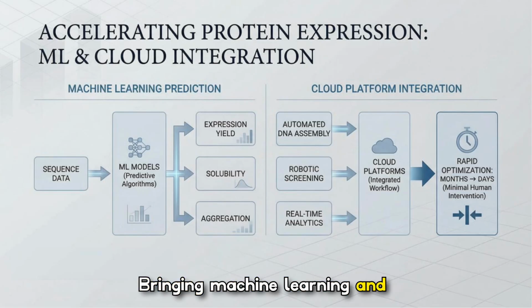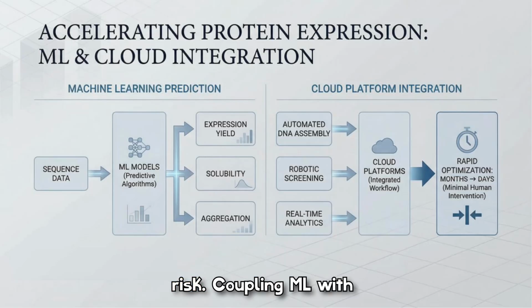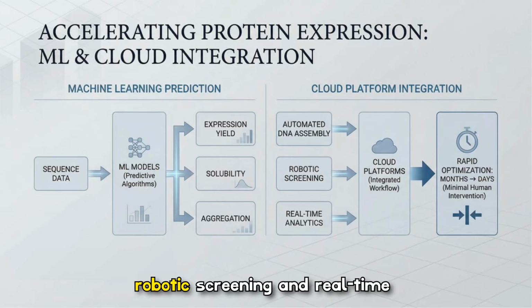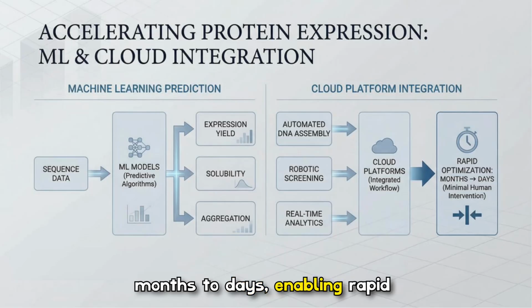Bringing machine learning and cloud platforms into the workflow accelerates optimization by turning sequence data into predictive models for yield, solubility, and aggregation risk. Coupling ML with automated DNA assembly, robotic screening, and real-time analytics in cloud-integrated pipelines compresses optimization timelines from months to days, enabling rapid iteration and minimal manual intervention while maintaining data-driven decision-making throughout development.